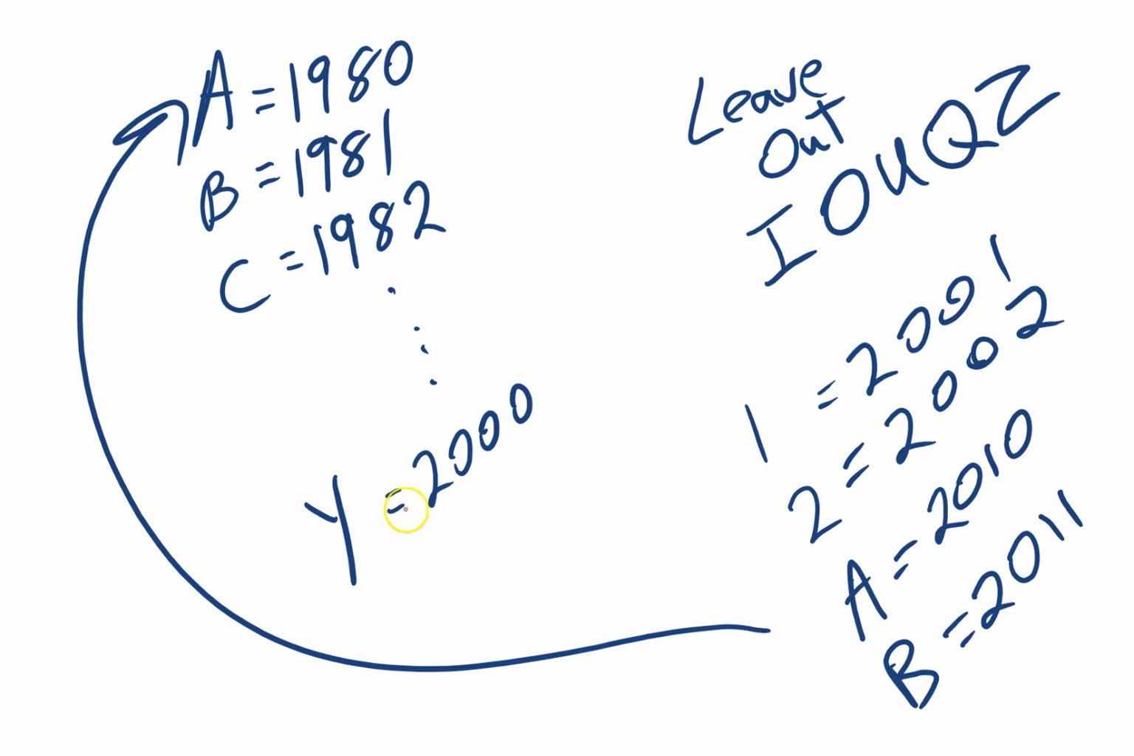Now, starting in 2001, where do we go after this? Well, we go over here. In 2001, the 10th digit will be a 1. 2002, it'll be a 2. You go all the way up to 2009, which would make it a 9. But then, 2010, it changes. A is just like 1980. So 2010 is A, 2011 is B, 2012 is C, and it goes on like that.